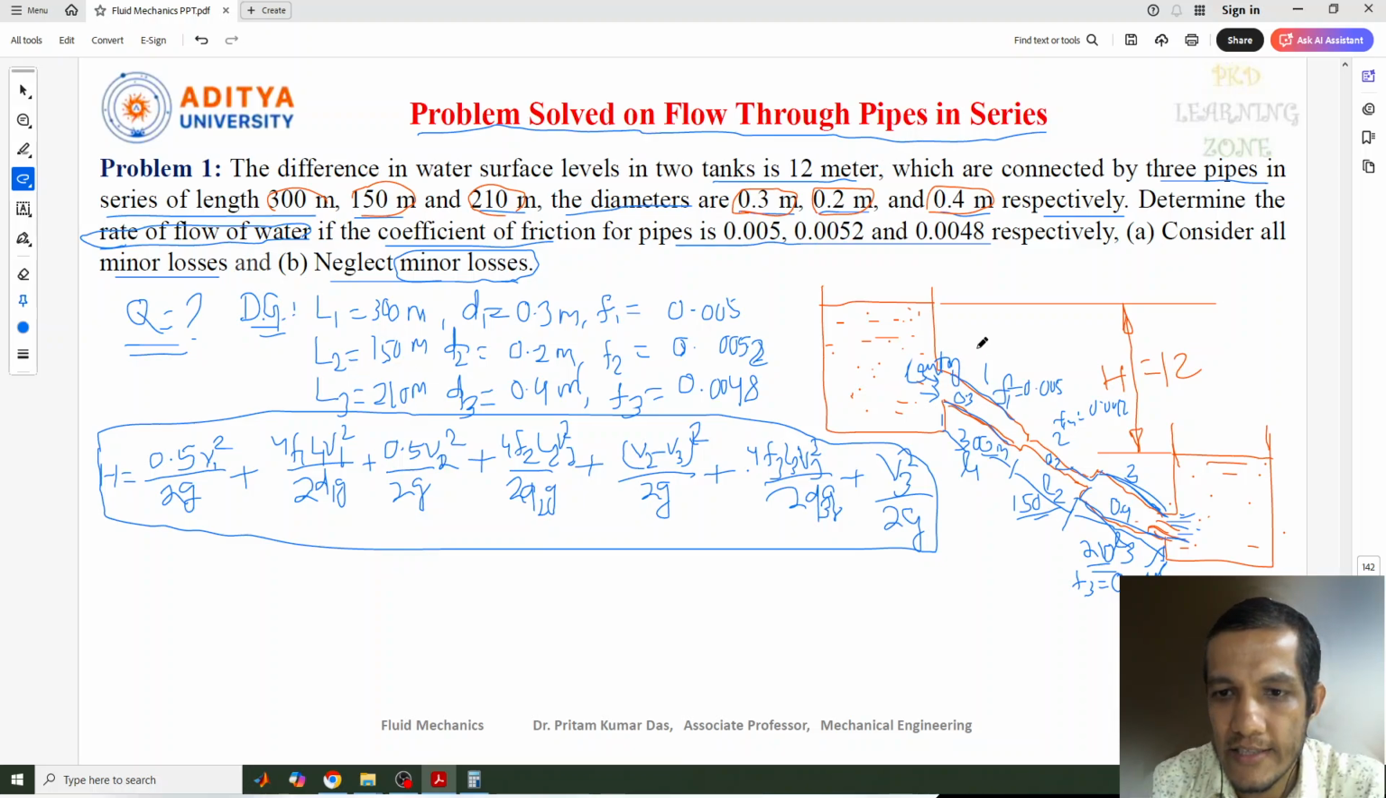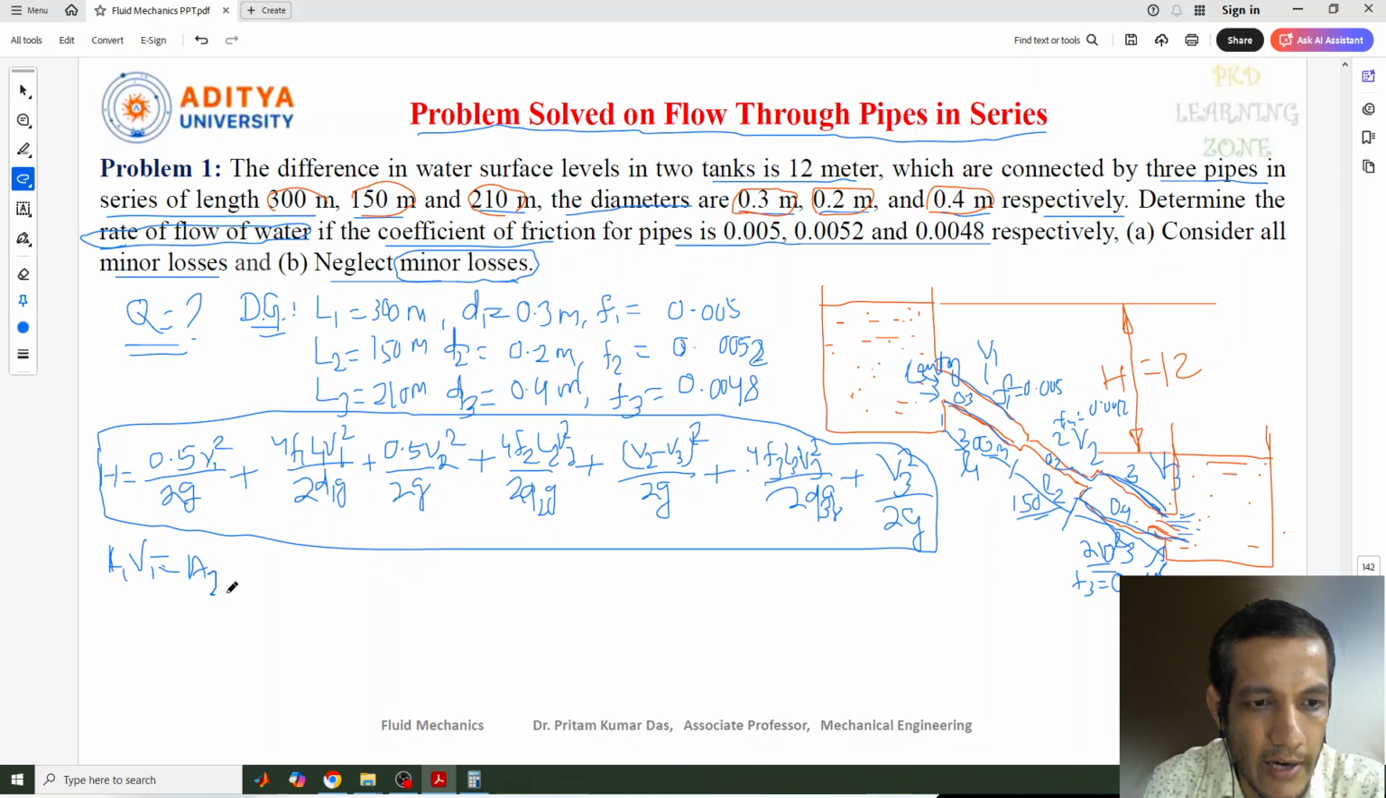So let us consider V1 is flowing in pipe 1, V2 is flowing in pipe 2, V3 is flowing in pipe 3. Okay, so here, as we know from the continuity equation, we can write A1 V1 equal to A2 V2 and equal to A3 V3. This is applicable for all these pipes.